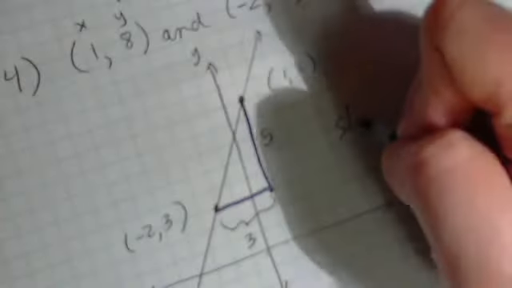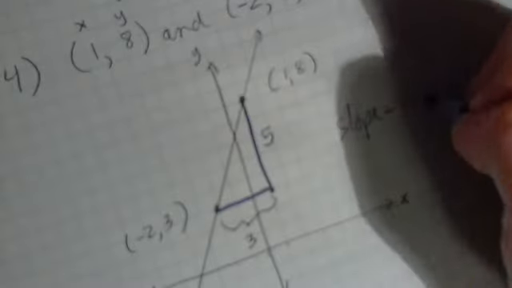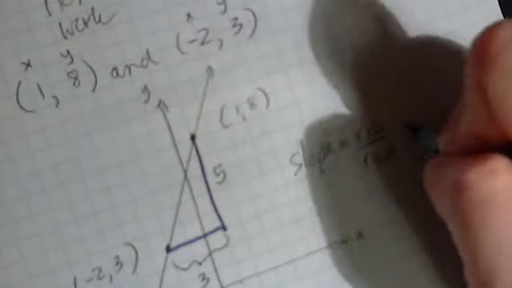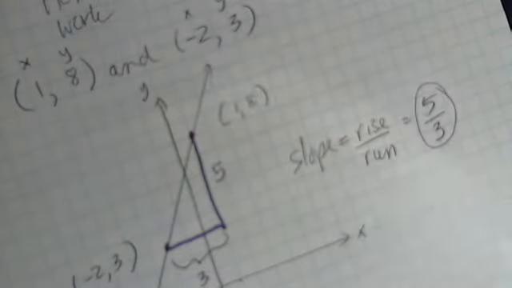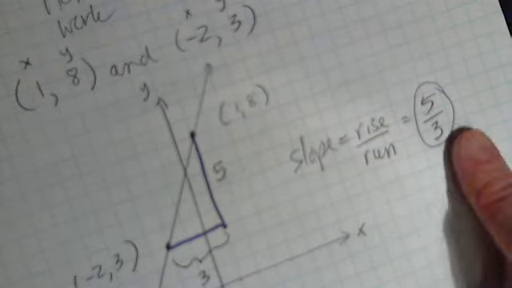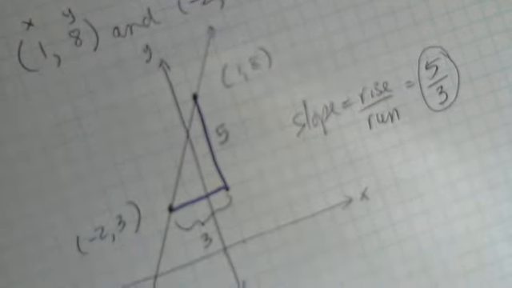Slope is rise divided by run on a graph, or the fraction rise over run. So my slope in this case is 5 over 3. And I can just leave it like that. I don't have to divide. I just leave it as a fraction, because it tells me a lot as a fraction how much the points rise and run on the graph of this line.